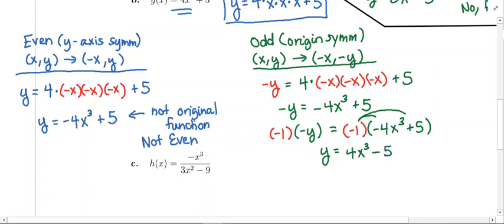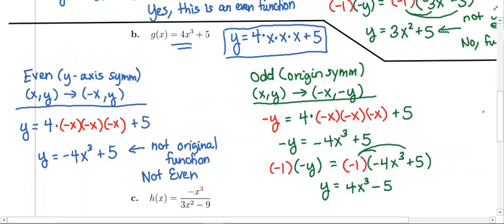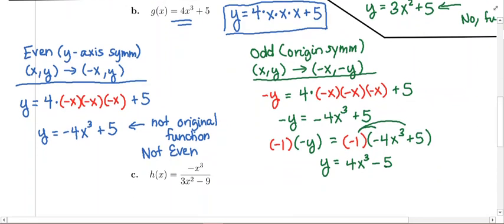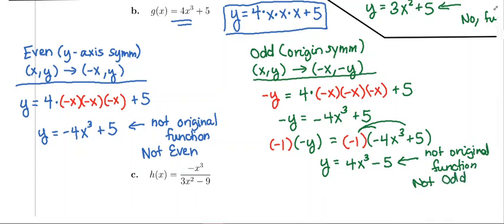We have y equals, and we can compare it to y equals. We have 4x cubed minus 5 on the right. If we compare that to the original function, the 4x cubes match, but the original function has a positive 5, and we have just simplified and got a negative 5. So this is not the original function. We can go ahead and conclude that this function is not odd. So the answer for this particular function is that it is neither even nor odd.